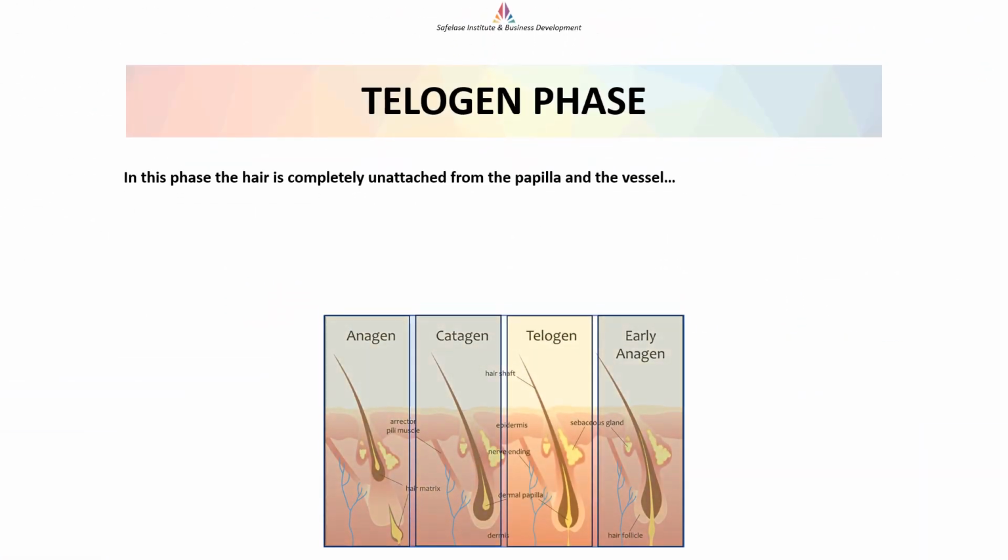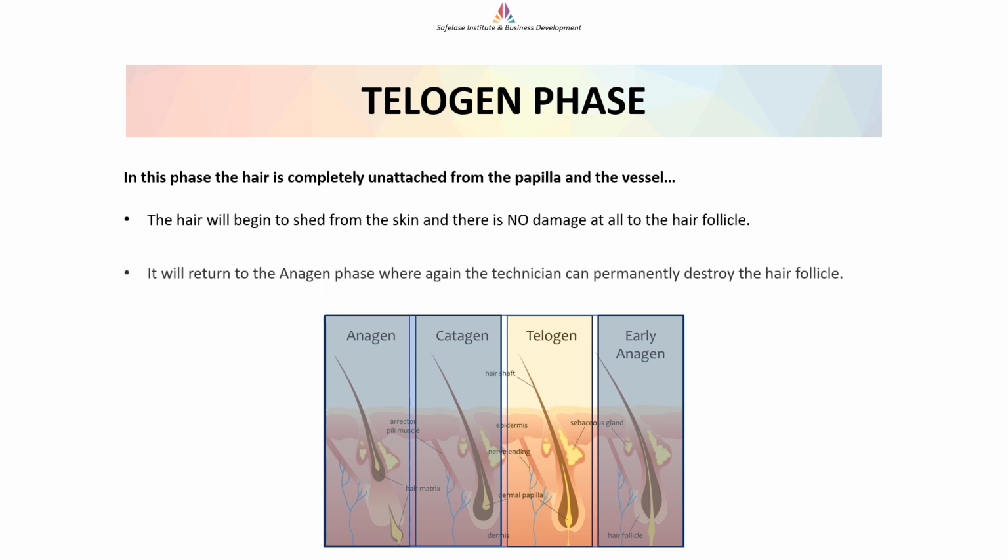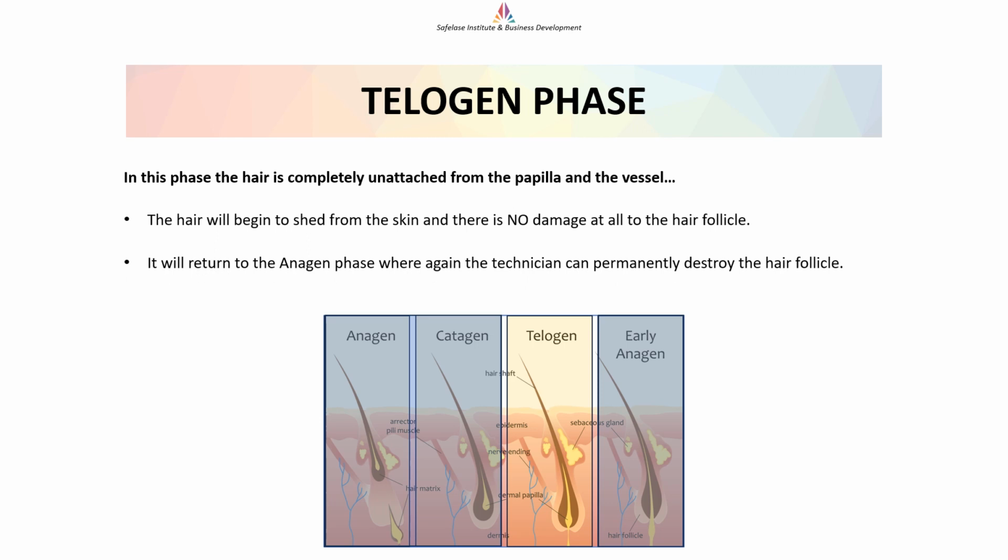In the telogen phase, the hair is completely unattached from the papilla and the vessel, and the hair will begin to shed from the skin, with no damage at all to the hair follicle. It will return to the anagen phase, at which time the technician can permanently destroy the hair follicle.